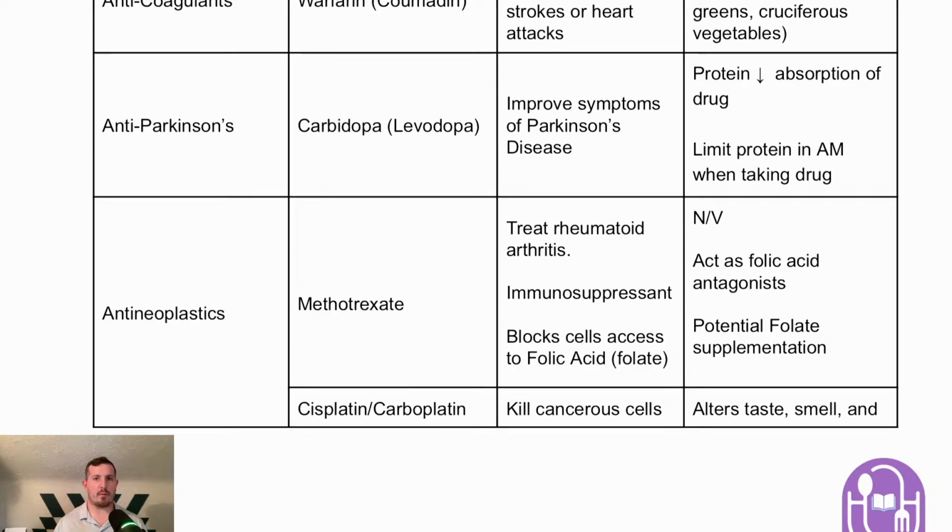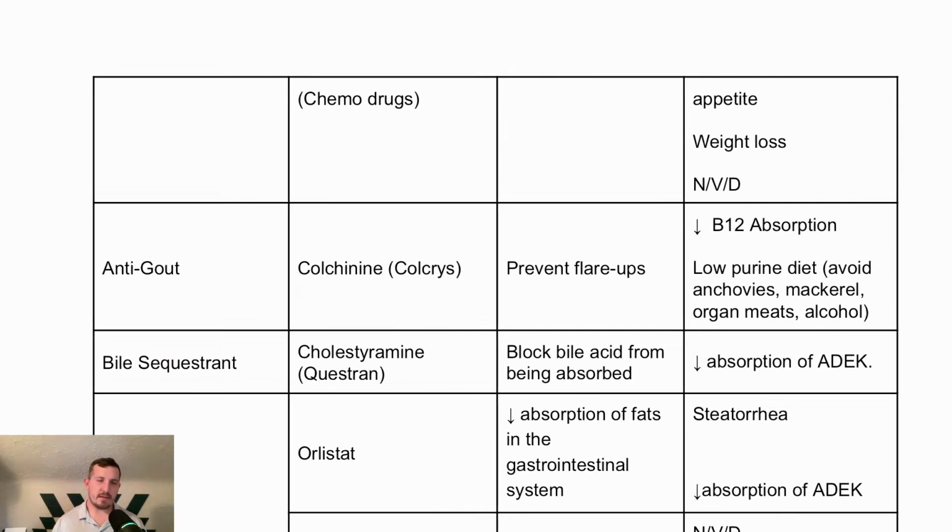So, you're going to lose some folate, that is for sure. With cisplatin and carboplatin, I just want you to think of classic chemo symptoms. That shouldn't be too hard for a lot of us to remember there. It's going to cause a decrease in appetite. That's going to be the most common thing that occurs when you're taking a chemo drug. Weight loss is going to follow that. And then you're mostly just going to see lots of nausea, lots of vomiting, diarrhea. I think some people can have constipation with chemo, but at least usually I see diarrhea.